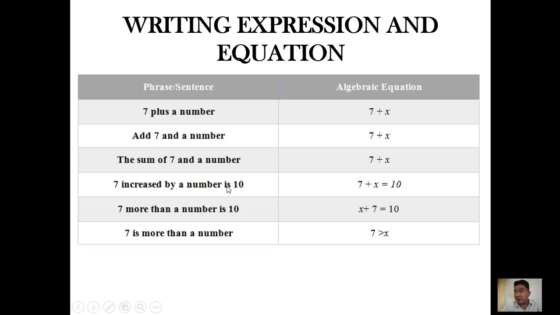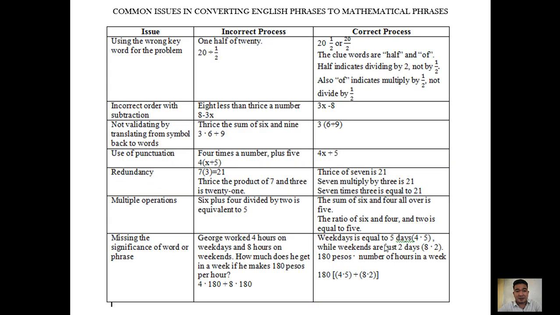7 increased by a number is 10. Take a look at this word "is." Is means equal to, so you have an equal sign here. So 7 plus x equals 10. 7 more than a number is 10, so x plus 7 is 10. 7 is more than a number: if 7 is more than a number, then 7 is greater than a number.